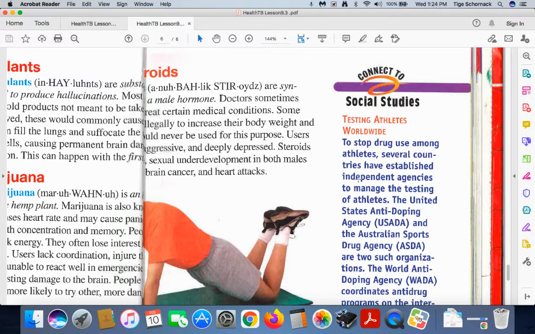Steroids are a part of a hormone that doctors usually prescribe. If you take them illegally, athletes do it to increase their muscle mass and their weight, but they should never be used for this purpose. Users can get aggressive and deeply depressed. Steroids can mess up our sexual development in both males and females. It can also cause brain cancer and heart attack.